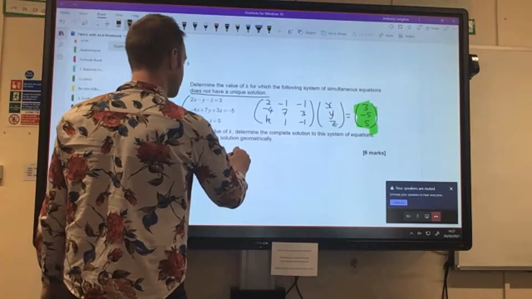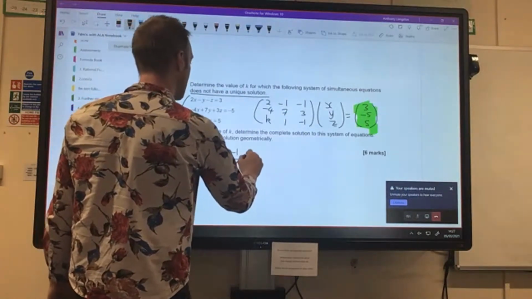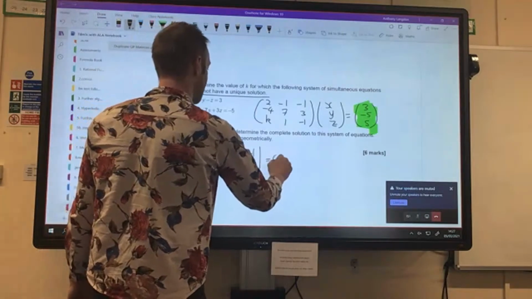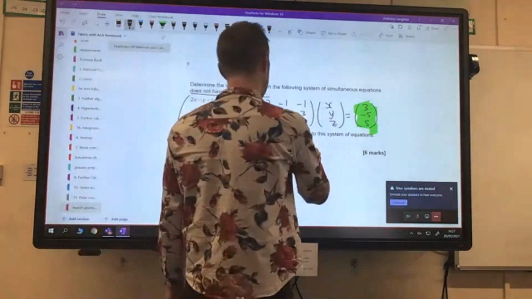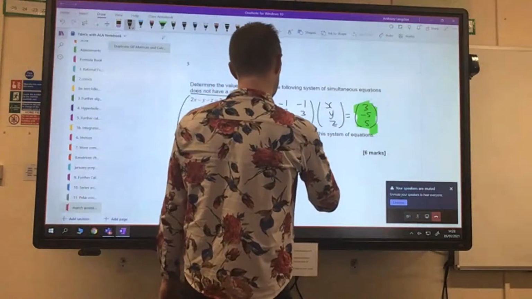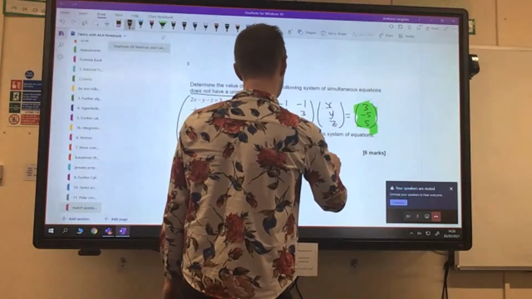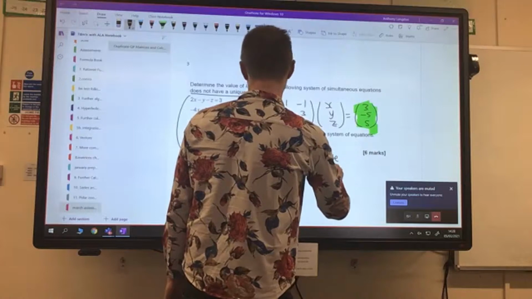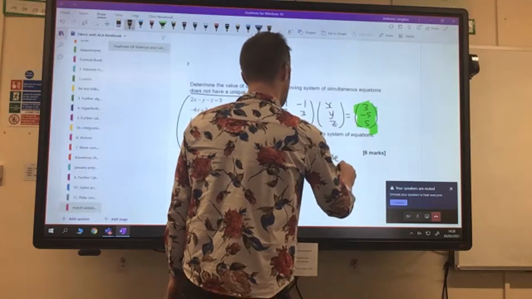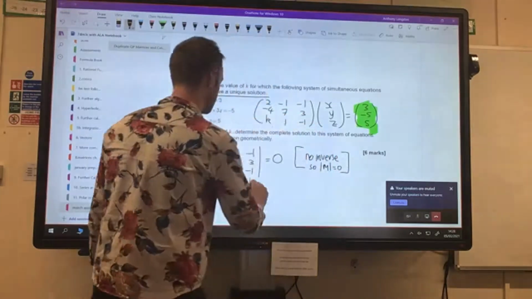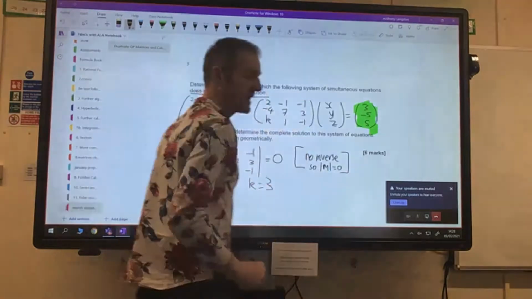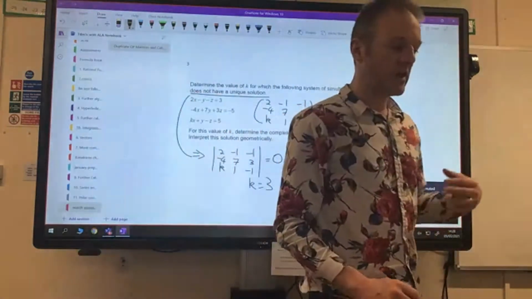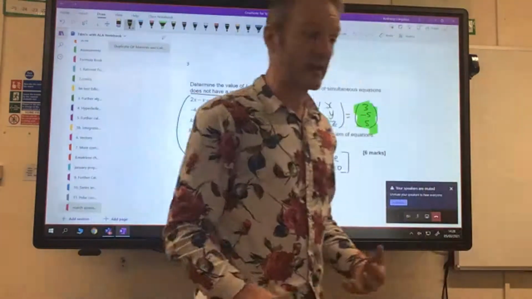If it had an inverse, it would have a unique solution. If it does not have an inverse, so we've got to find where the determinant equals 0, and that gives us k equals 3. So now we know that k equals 3.